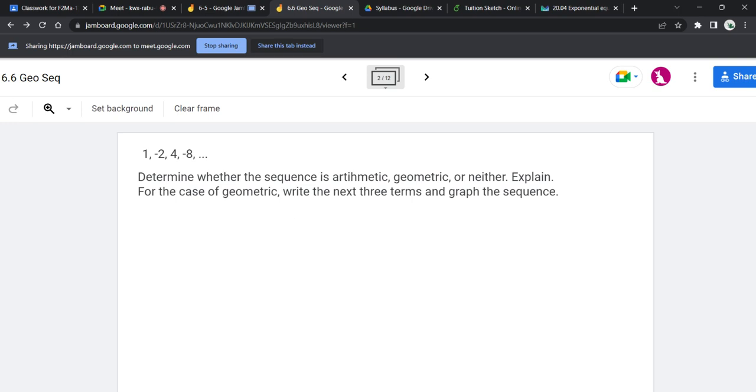So in this one, I see that your answer is r equals to 4, but it is not correct because remember that we need to determine the ratio by only two consecutive terms. So we cannot skip, like from the first term to the third term. Okay, so this is a geometric sequence.